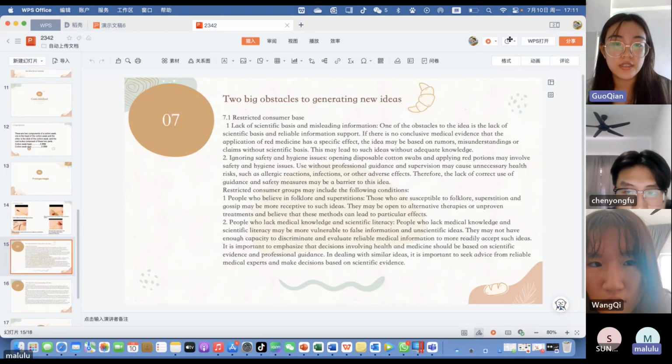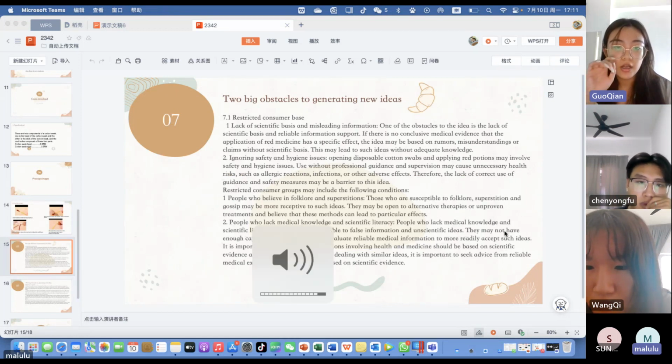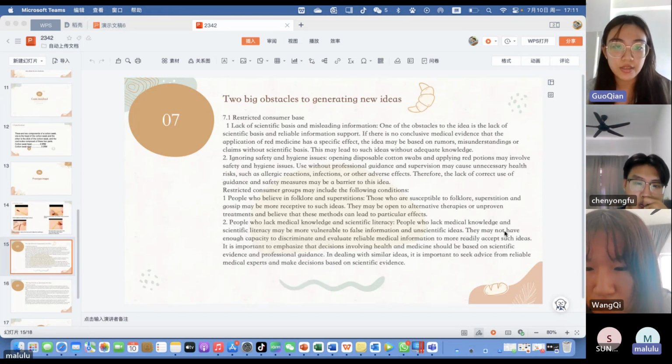Okay, the seventh is two big obstacles to generating new ideas. Restricting the customer base. First is the lack of a scientific basis and misleading information. One of the obstacles to the idea is the lack of a specific basis and reliable information support.